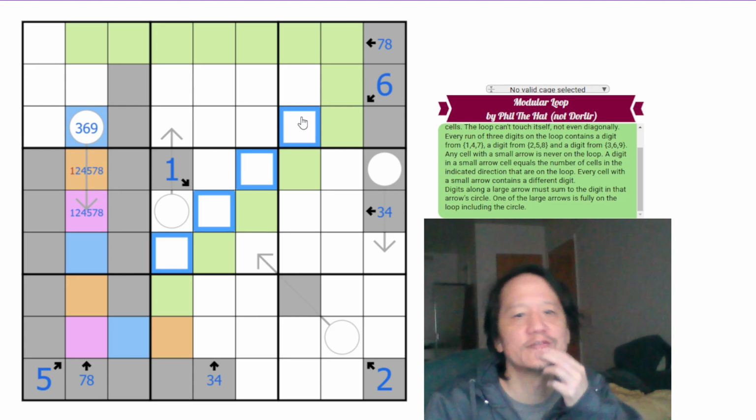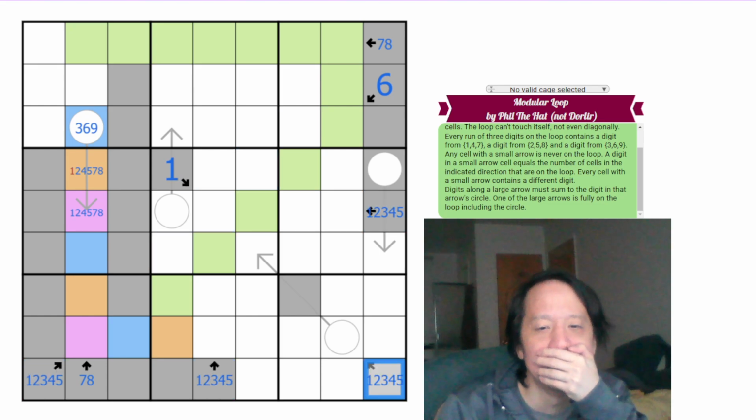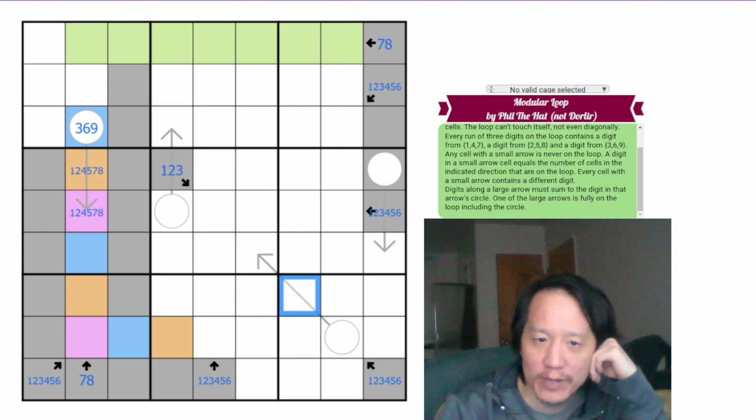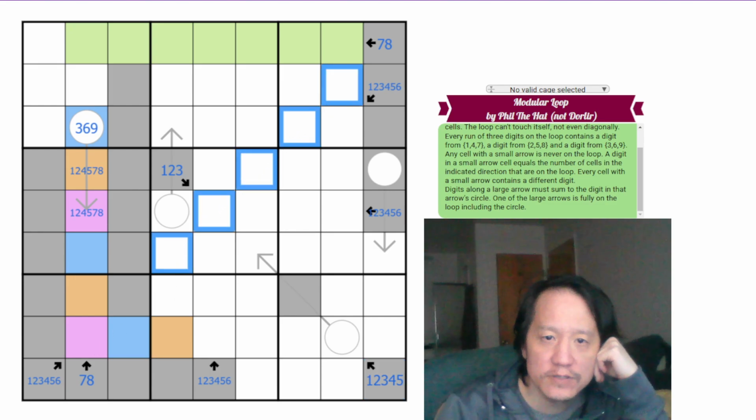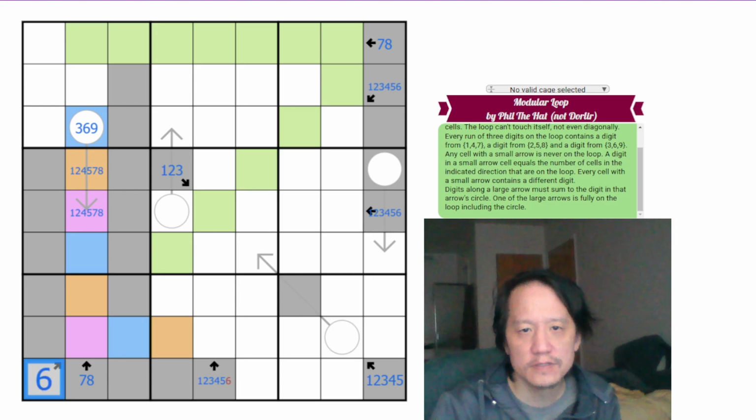So 3 of these have to be valid. This looks like this is actually good. Let's not go down that path then. So what if it's this one? Say that's all 6. So we're going to make that green, and this is 6.